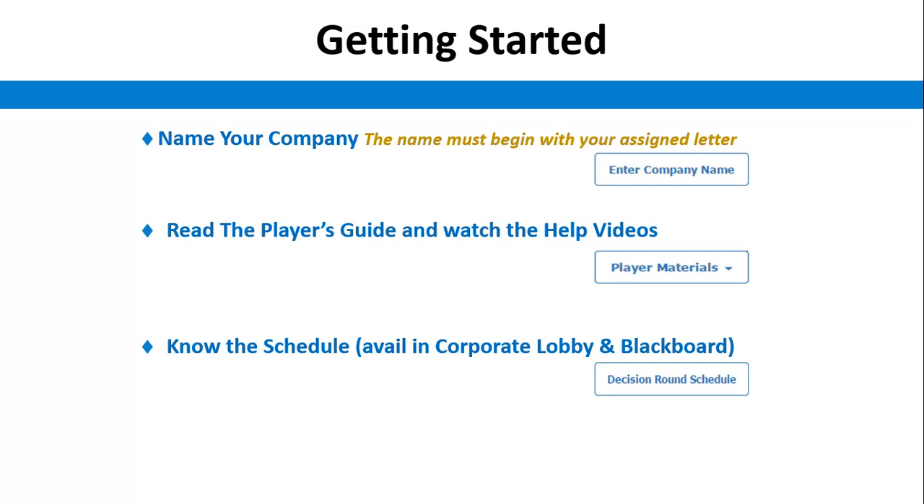So to get started, give your company a name. Remember, you're producing athletic footwear, and your company name begins with the assigned letter that I gave you. For example, if you are assigned the letter D, you might want to name your company Dynamic Footwear.